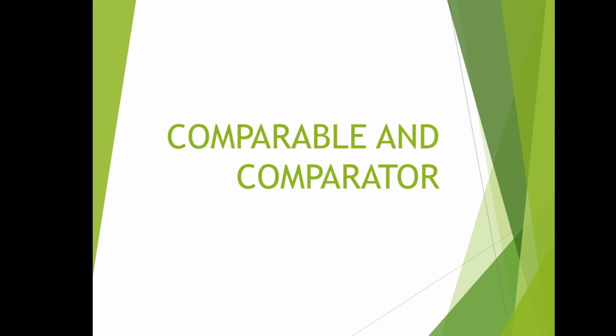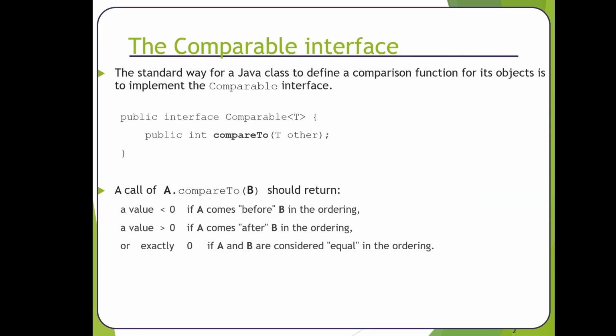In this particular video, I will discuss Comparable and Comparator. So what is a Comparable interface? The standard way for a Java class to define the comparison function for its objects is to implement the Comparable interface. We can sort items only on the predefined data types. For class data types, we need to have a Comparable interface.